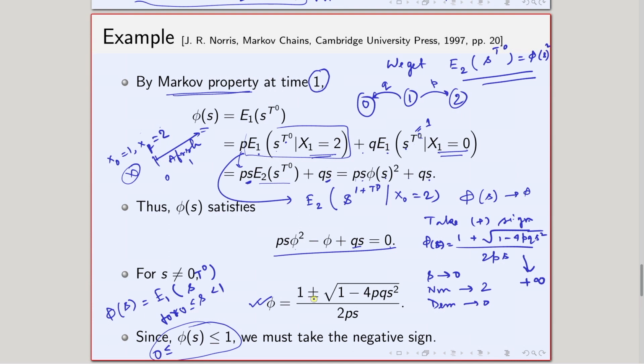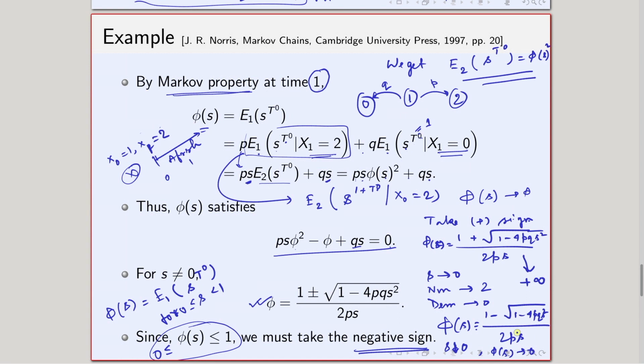So, the positive sign I cannot take. The only possibility is that I have to take the negative sign here, and finally phi s is given by (1 minus root of 1 minus 4 pq s squared) divided by 2ps. Now if s decreases to 0, you will get phi s converges to 0. You can check this one.